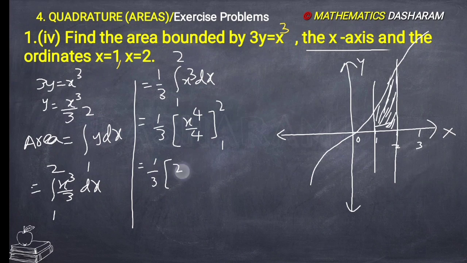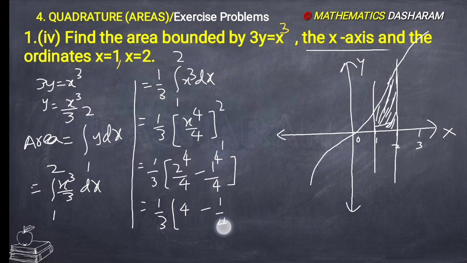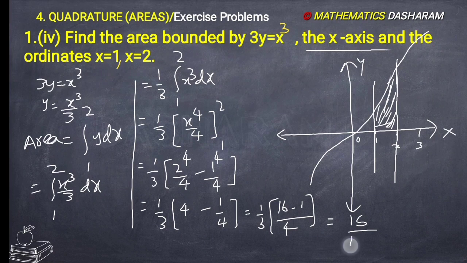First the upper limit, 2 to the power of 4 by 4, minus 1 to the power of 4 by 4. So 1 by 3 into, 2 to the power of 4 by 4 is 4, minus 1 to the power of 4 by 4 is 1 by 4. Now it equals 1 by 3, with 4 as the LCM, 16 minus 1 is 15, 3 into 4 is 12 square units. 15 by 12 is the answer.